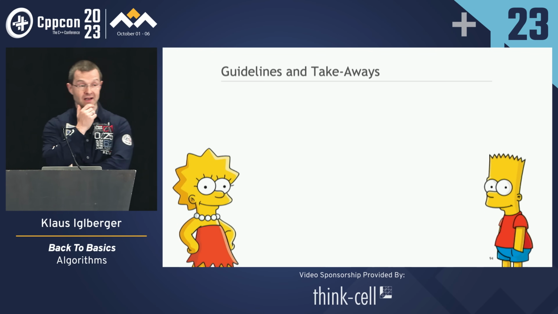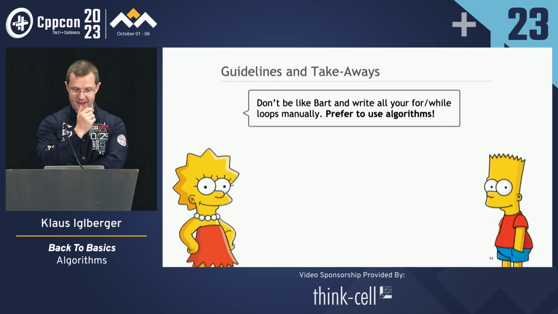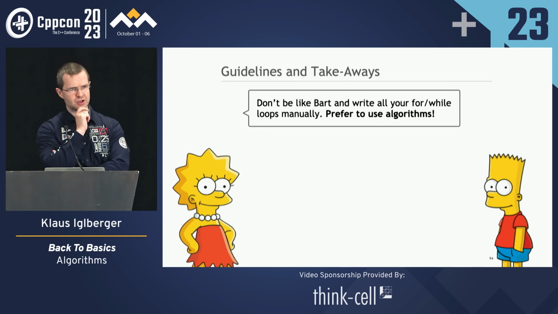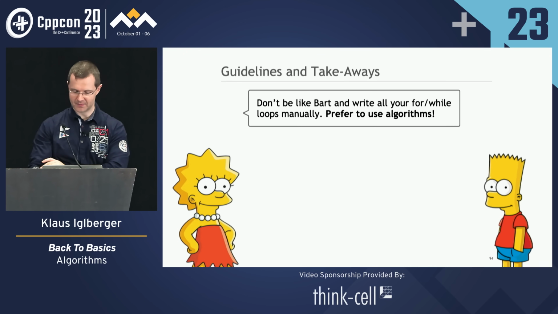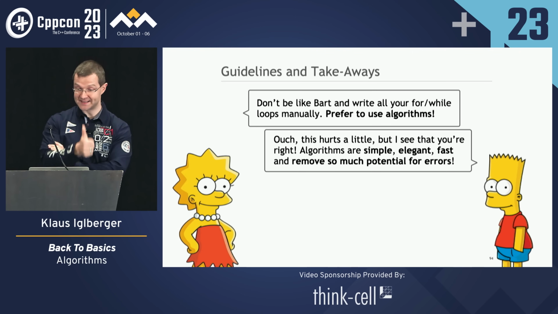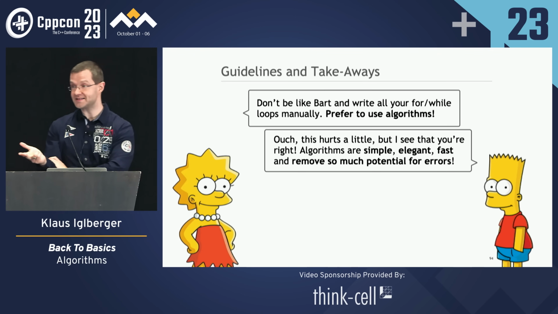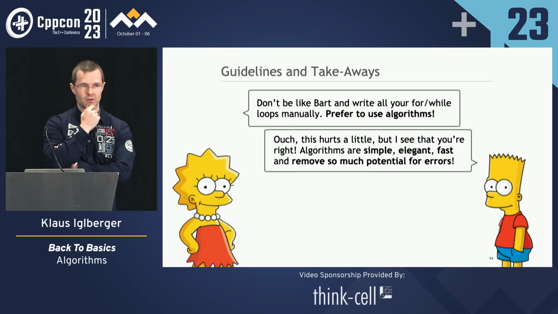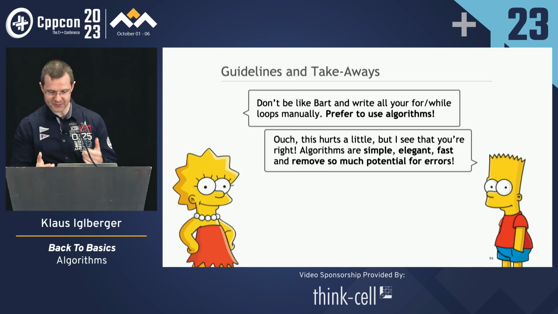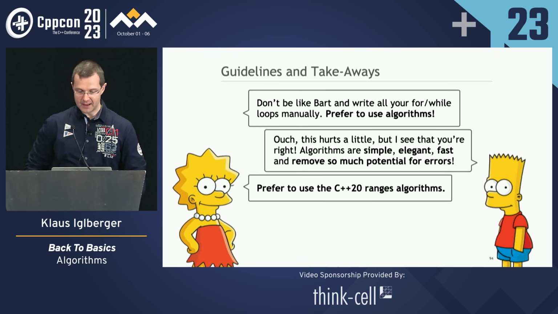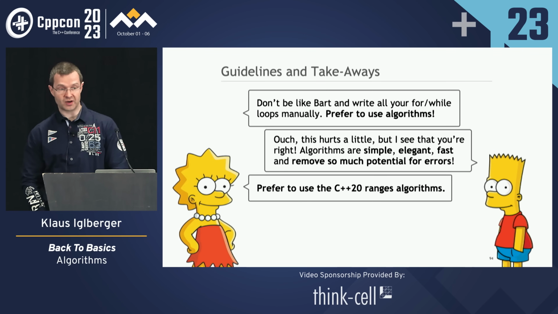So, the guidelines and takeaways: don't be like Bart and write all of your full while loops manually. Prefer to use algorithms. Ouch, this hurts a little, but I see that you're right. Algorithms are simple, elegant, fast, and remove so much potential for errors, which is the last point alone, definitely a reason to take a closer look at this.